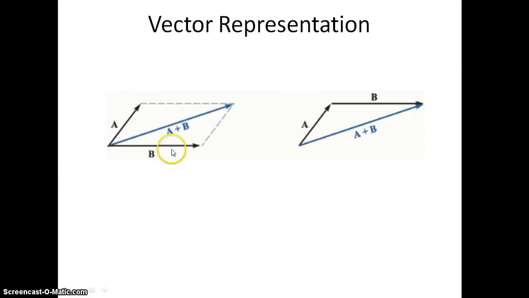Considering two vectors A and B, the equivalent vector, that is addition of two vectors, is A plus B. It will point in this direction. Similarly, here A vector, B vector, and A plus B vector will be in this direction.